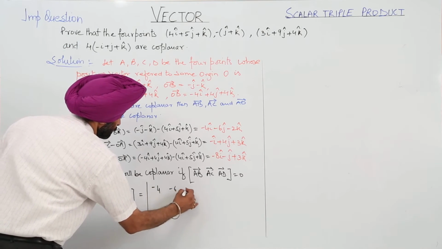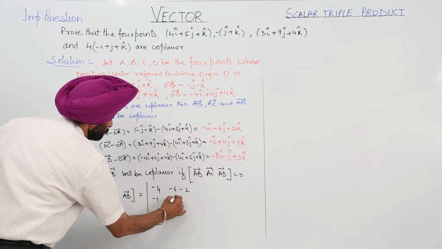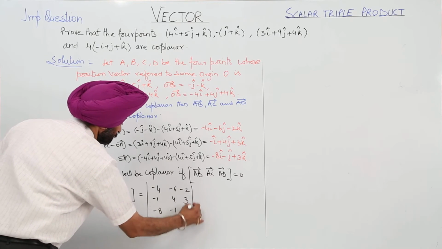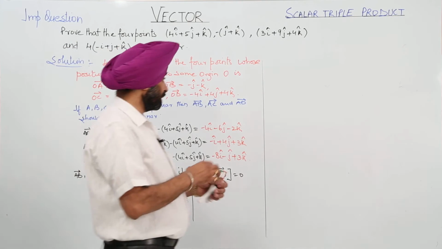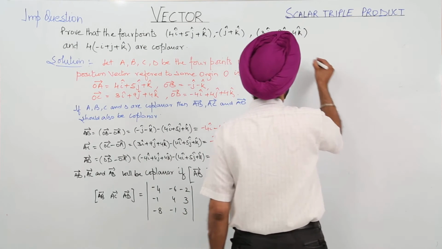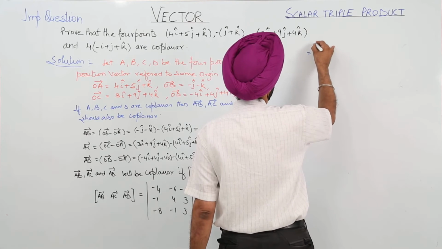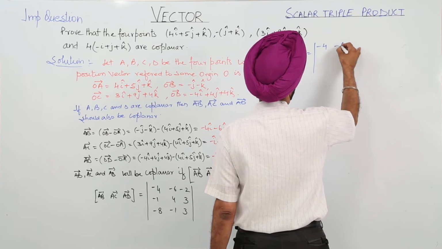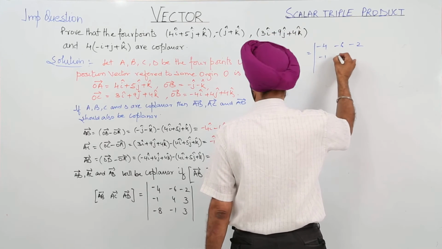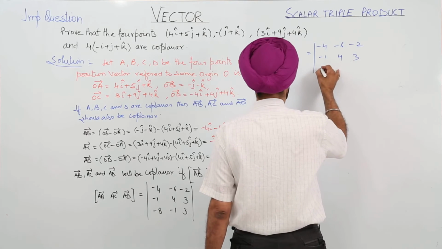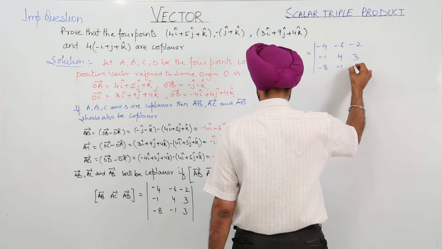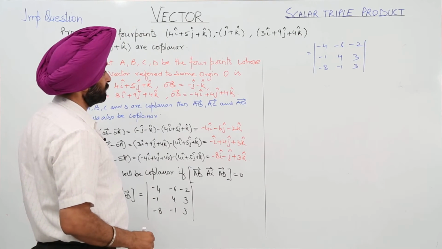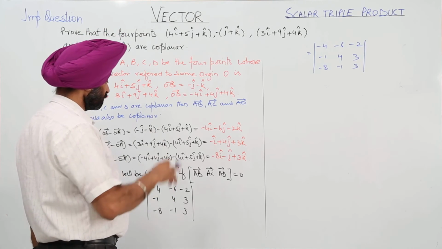the determinant with rows -4, -6, -2; -1, 4, 3; -8, -1 and 3. So we have to evaluate now this one.